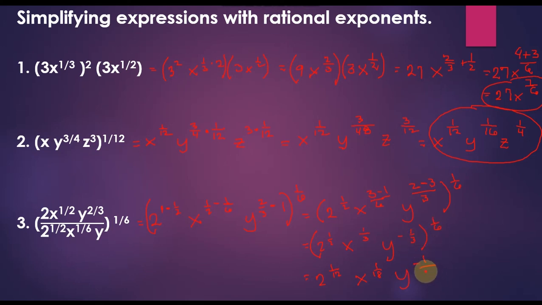3 times 6, 18. Now, we have here a negative exponent, meaning y raised to 1 over 18 will be put in the denominator. So our answer here becomes 2 raised to 1 over 12 x raised to 1 over 18 all over y raised to 1 over 18. This is our answer for number 3.